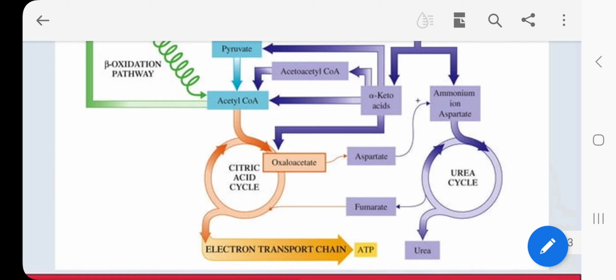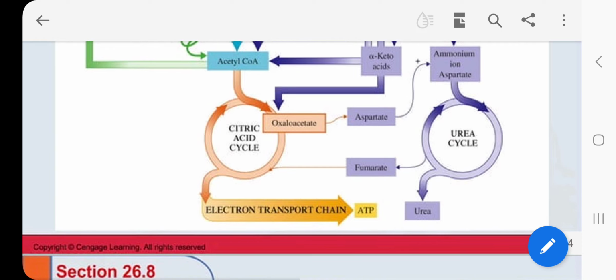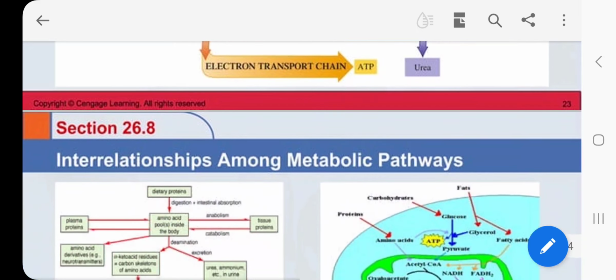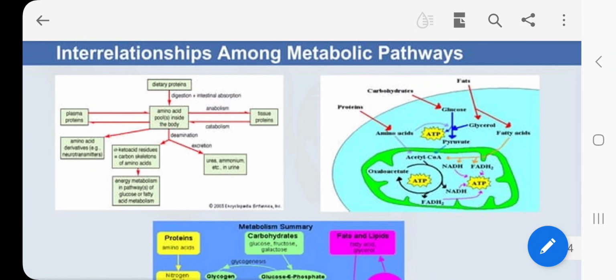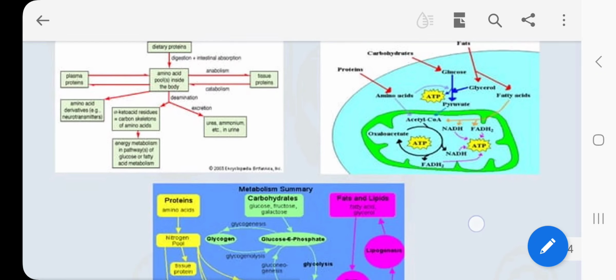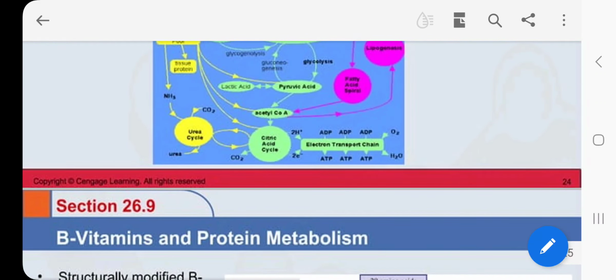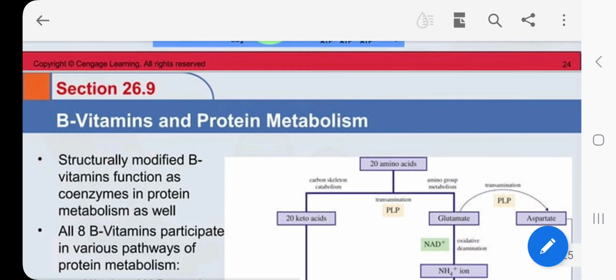and the two most important cycles sa ating katawan, it's the citric acid cycle, kung saan sa oxaloacetate na-form ang aspartate which is needed doon sa urea cycle in the form of ammonium ion or aspartate. Next, doon sa ating citric acid cycle, we have an electron transport chain gaining energy. Doon naman sa urea cycle, may degradation which in turn gives off urea and is excreted from the body. So these are the interrelationships of the metabolic pathways of the different biomolecules that we discussed from midterms to finals.